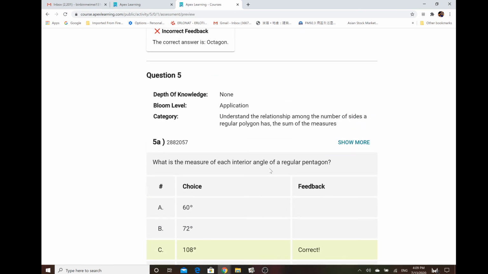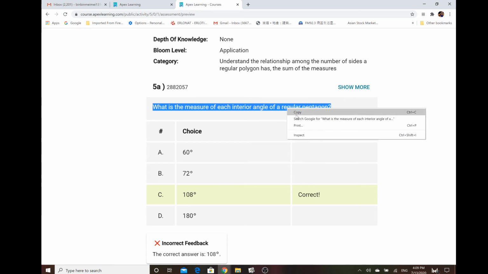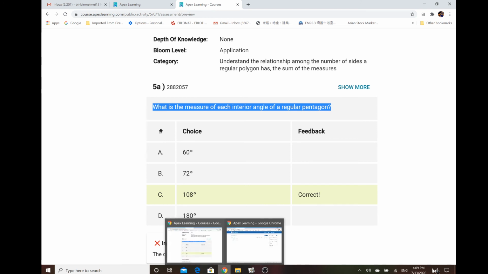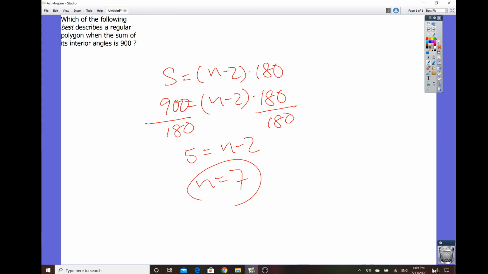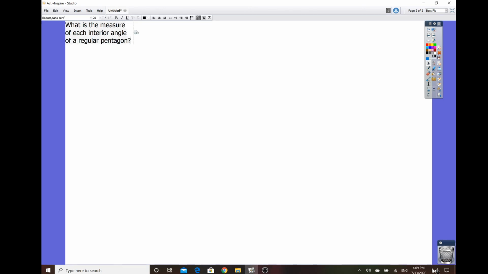Now question number 5. What's the measure of each interior angle of a regular pentagon? If the problem is asking about the measure of each interior angle, besides doing n minus 2, the quantity, times 180, you also need to divide it by n, because you want to find the measure of each interior angle. Okay, so the way to do it, let me open up a new slide here. So here's the question.